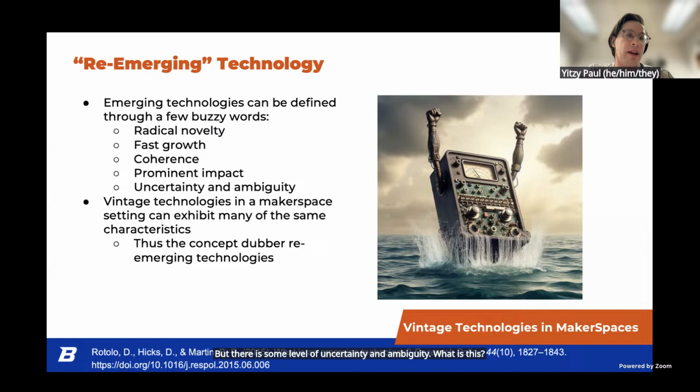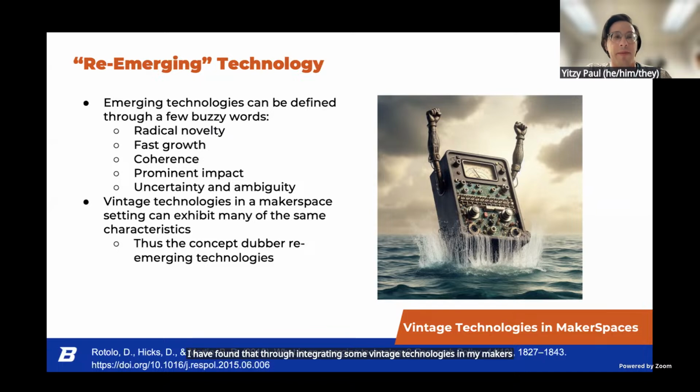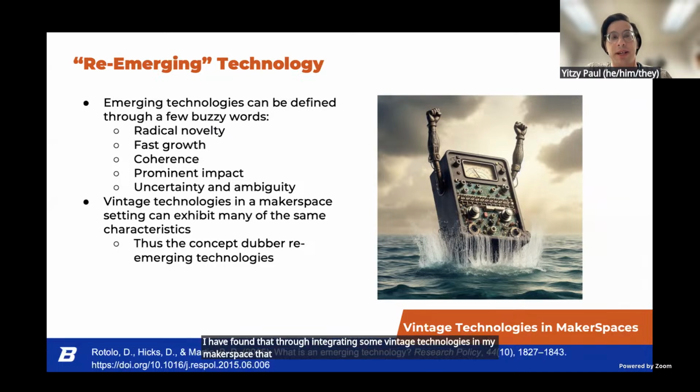Where is it going? I've found that through integrating some vintage technologies in my makerspace, these pieces of tech can exhibit many of the same characteristics. So I've dubbed them re-emerging technologies. They tend to have the same novelty. What is this old thing? They're less about the growth, but there is a logic to them.